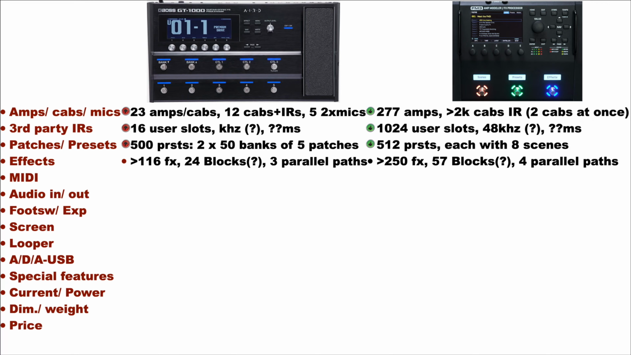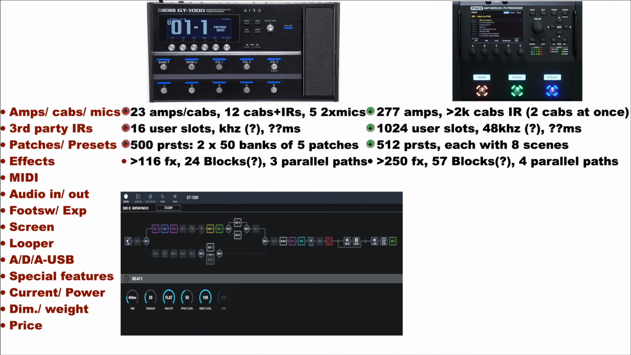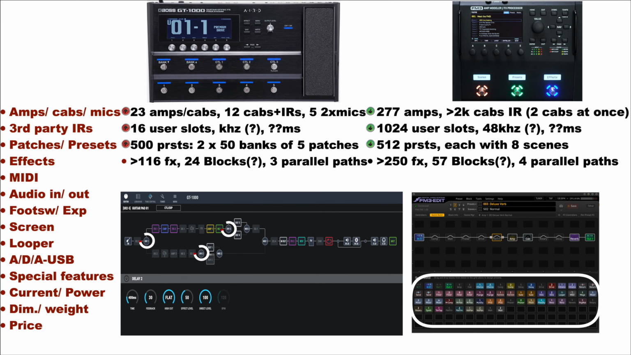As regards effects, the BOSS has more than 116 effects distributed in 24 blocks, if I understood it well, and you can have 3 parallel sets of effects at a time, while the FM3 offers more than 250 effects arranged in 57 blocks, with 4 parallel paths of effects and a really rich variety of different effects, like for instance a multiband compressor or a tilt box, that are pretty rare effects in this type of units.